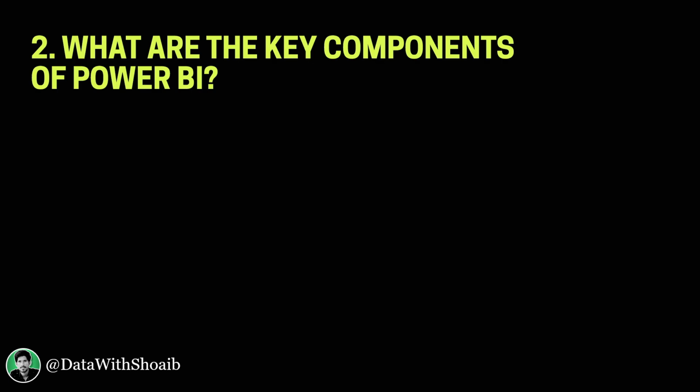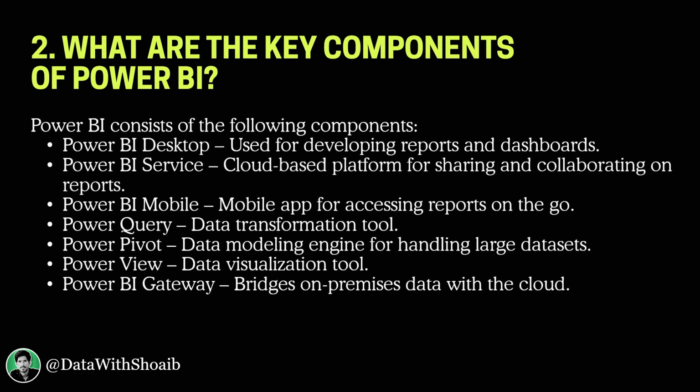What are the key components of Power BI? Power BI consists of the following key components. Power BI Desktop is used for developing reports and dashboards. Power BI Service is used for sharing and collaborating on our reports and it is a cloud-based platform. Power BI Mobile is a mobile app for accessing reports on the go.